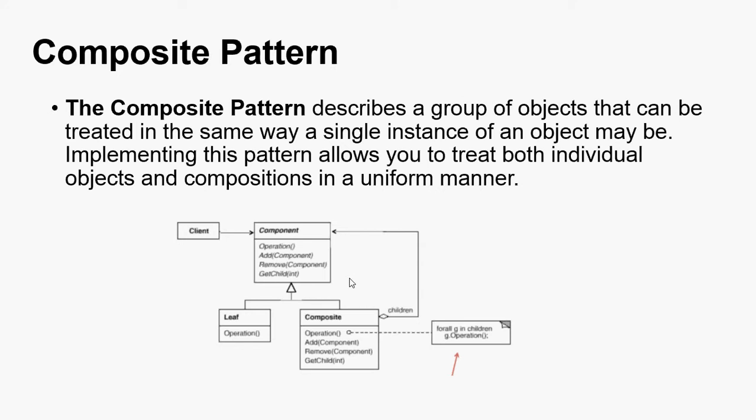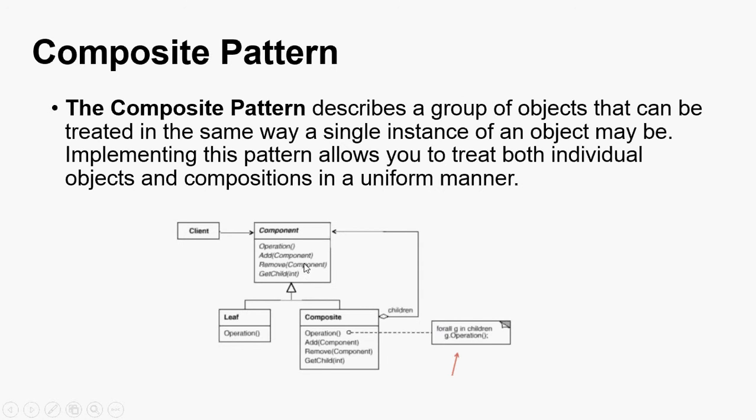The composite design pattern describes a group of objects that can be treated in the same way a single instance of an object may be. In other words, implementing this pattern allows us to treat both individual objects and compositions in a uniform manner.